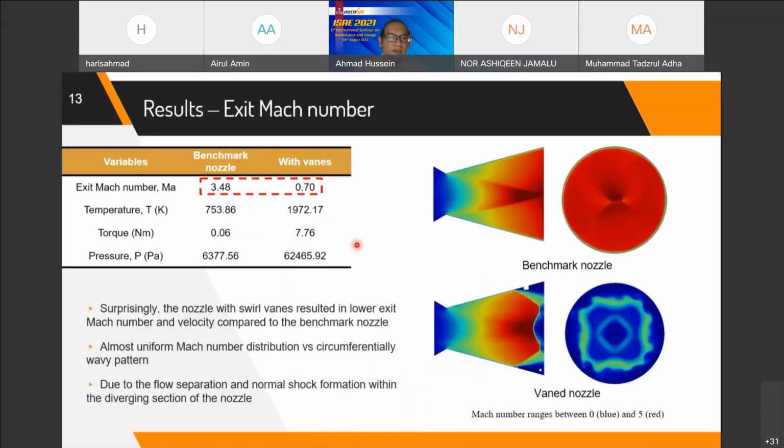Now coming to the results, it is very surprising that the nozzle with the swirl vanes resulted in a much lower exit Mach number and velocity compared to the benchmark nozzle. You see here, this is the Mach number contour for the benchmark nozzle without the swirl vanes, and this is the one with the swirl vanes. We see that the exit Mach number is almost uniformly distributed at the nozzle exit plane, while the nozzle with the vanes produces a circumferentially wavy pattern here. And due to the shock wave separation, the normal shock separation resulted in a lower Mach number at the exit plane.